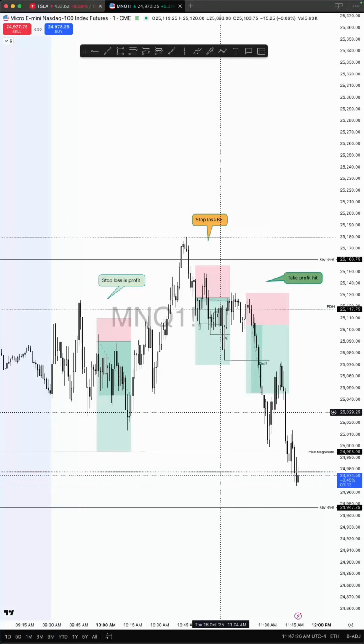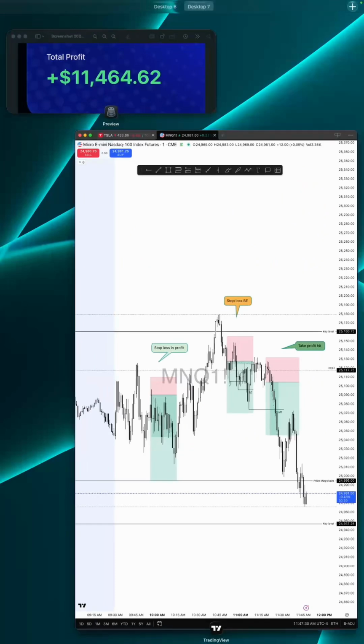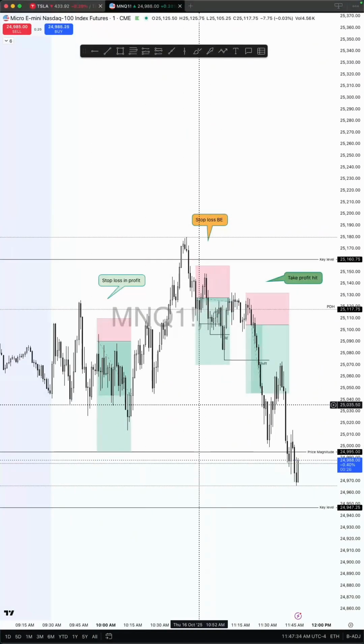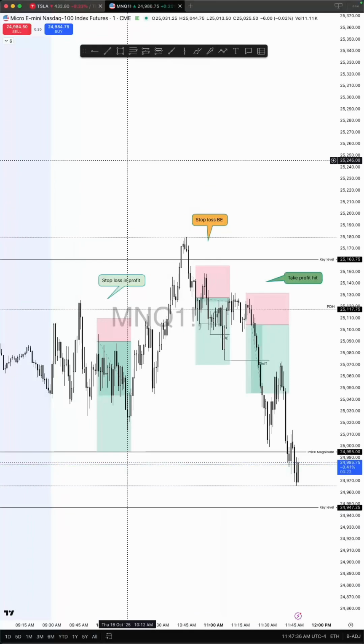This is today's. So I took 3 trades. For those who are pocket watchers, this is how much I made. Other than that, let's go to why I had bearish bias.